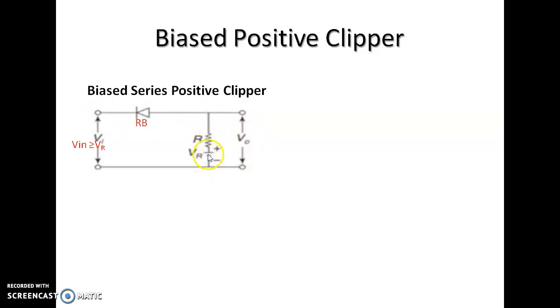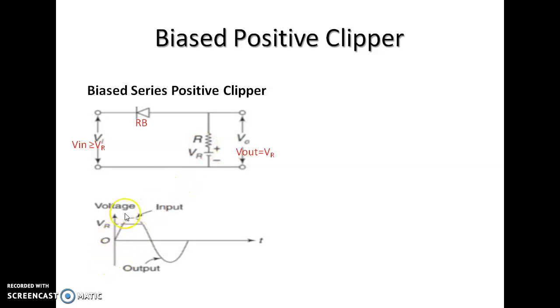Okay, this arm is maintained at the level of VR. Now the output will be equal to VR. So if you observe this waveform, for the portion of the input where it is above the VR level, the diode is not conducting, it is reverse biased, hence this won't appear at the output, whereas the output for that portion remains at the level of VR.